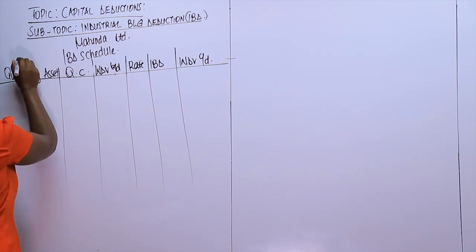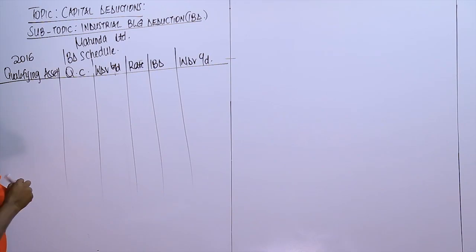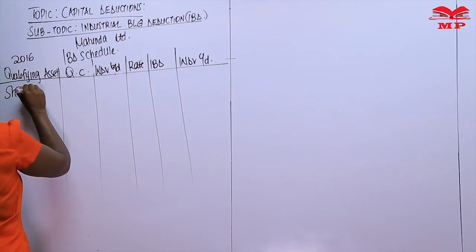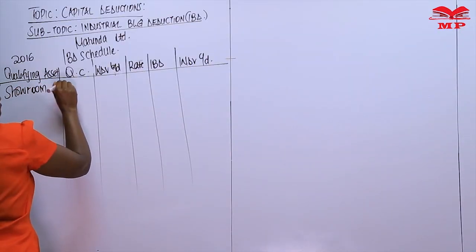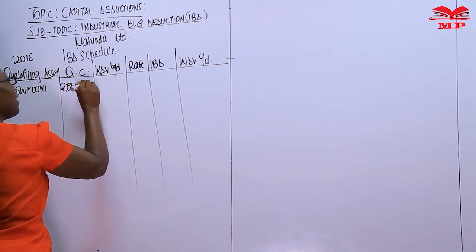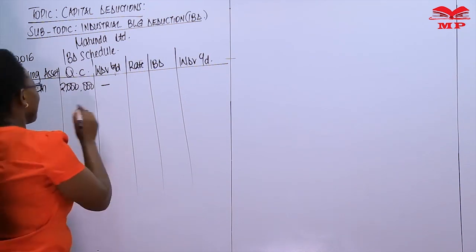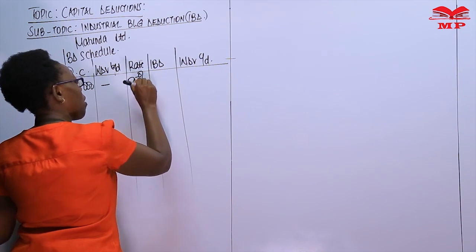So we want to start with 2016. In 2016, we go back to our question. Matunda acquired a showroom at 2 million, and this is at the start of the business. Since they started in 2016, that means the showroom was used for the whole year, and so were the offices. So we have showroom, qualifying cost is 2 million. This is the first year of use, so we have no residue brought down. Then the rate is 25% from our previous lesson.